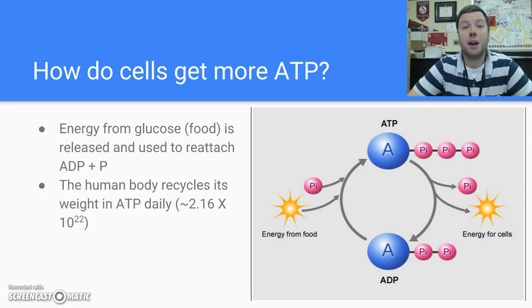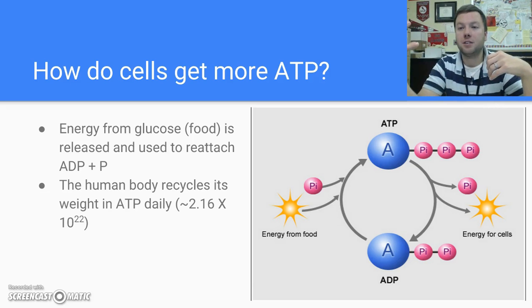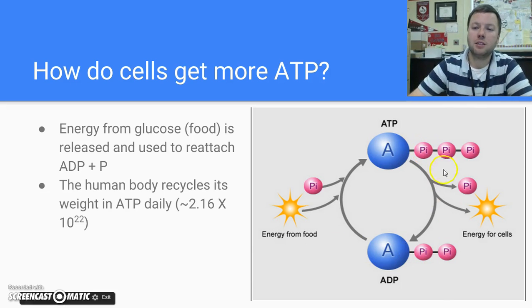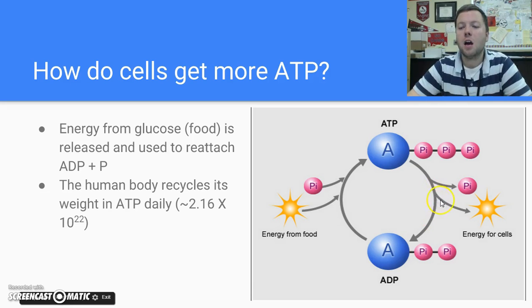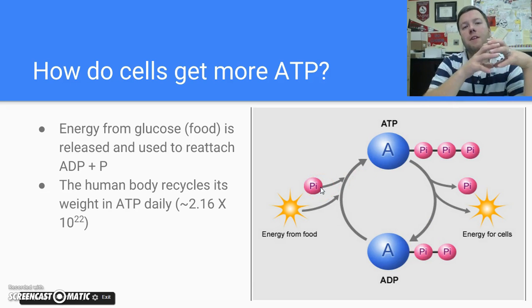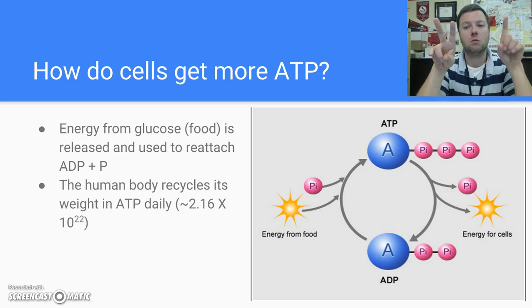So how do we get more ATP? Well, energy from glucose, which we get out of our food, is released and used to reattach that phosphate to the diphosphate. And when that happens, you've got ATP again. So again, it's a cycle. You've got products and reactants. Your reactants here are ADP and phosphate. Here's ADP, here's phosphate. You stick that phosphate back on to the ADP, and now you have ATP again. I think it's as easy as 2 plus 1 makes 3.